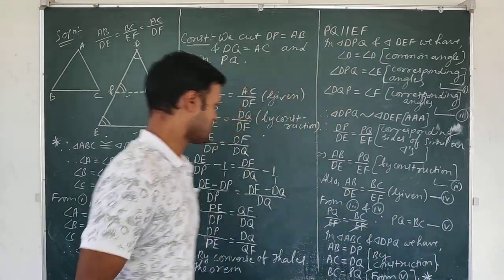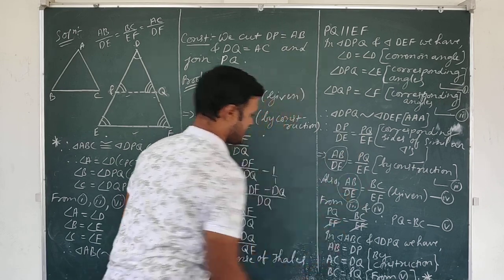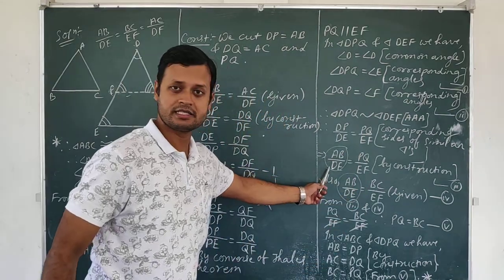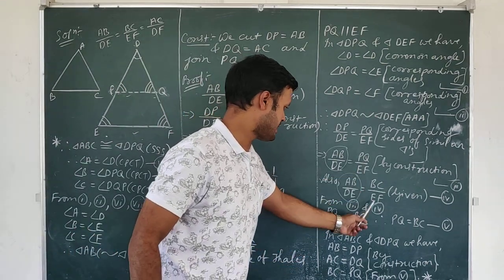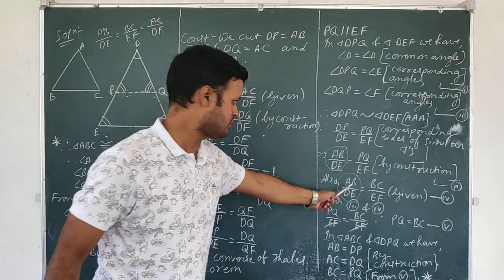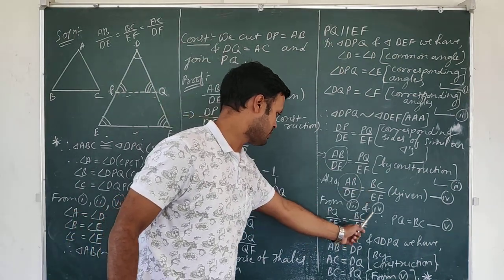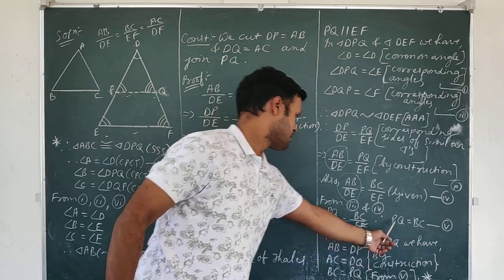Now from 3 and 4, what do we have? AB by DE is there here also, and AB by DE is here also. So PQ by EF will become equal to BC by EF, isn't it? EF and EF is cancelled. So PQ is equal to BC.